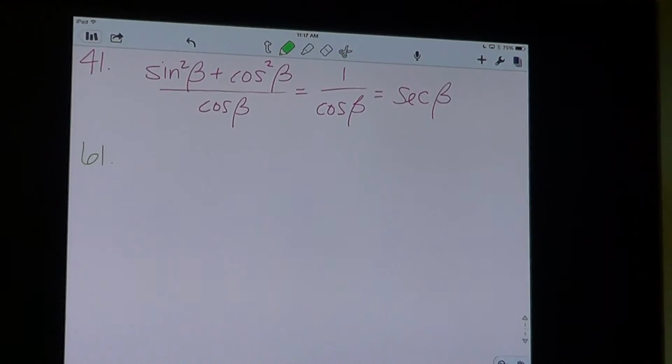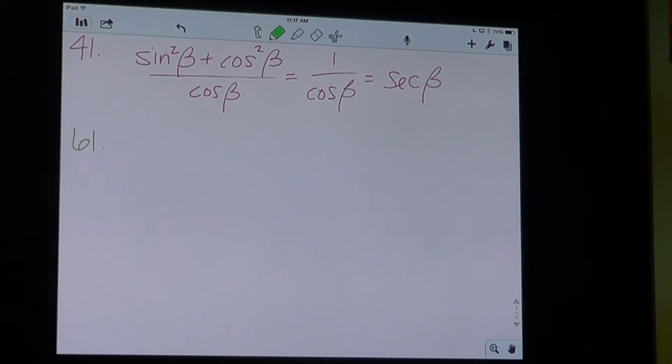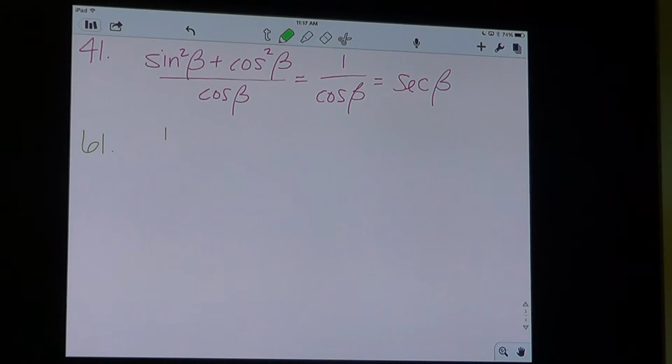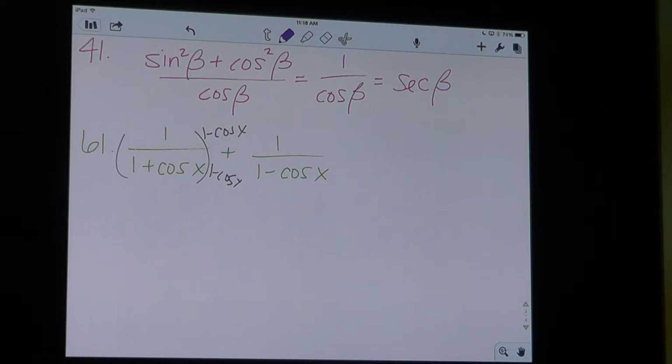So this one says perform the addition or subtraction and then simplify. So what they're telling us is that they want us to have a common denominator. Ugh. That's mean. Okay, so what do we have to multiply the first one by? 1 minus cosine x. And so we will get 1 minus cosine x over 1 plus cosine x times 1 minus cosine x.